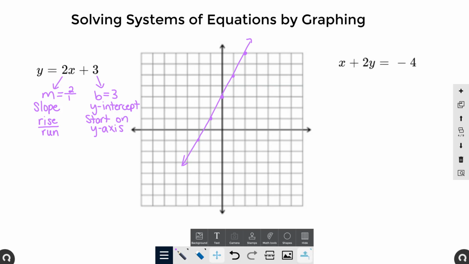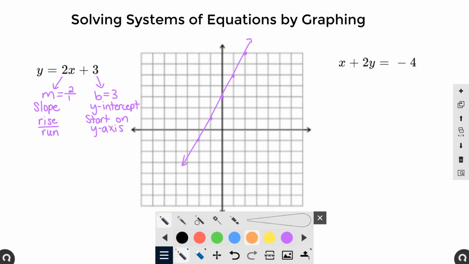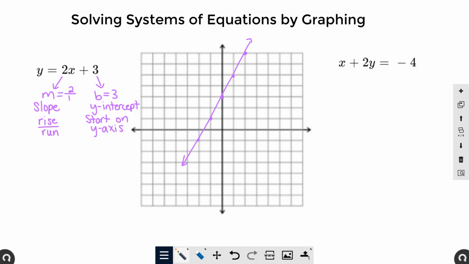Let's try our second equation. Go ahead and write down the second one then. Your lines are looking pretty good. What do you know about this equation? Can I graph it like it is? No, what do I have to do with it? Solve for y. I got to get y by itself in order to graph it.